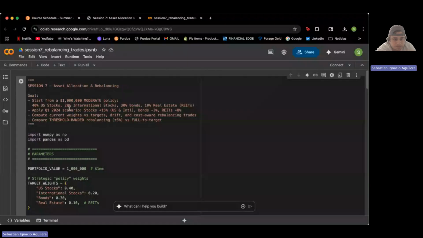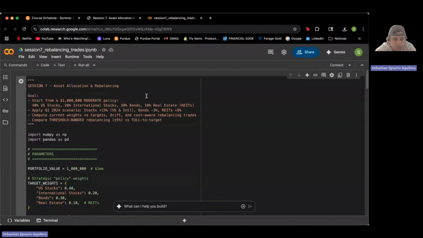I'll show a systematic asset allocation and rebalancing workflow for a $1 million moderate risk portfolio. I'll run the Python code live with you, explain how it calculates drift and trades, and compare threshold banded rebalancing versus full rebalancing with costs. Okay, so let's go to the code.